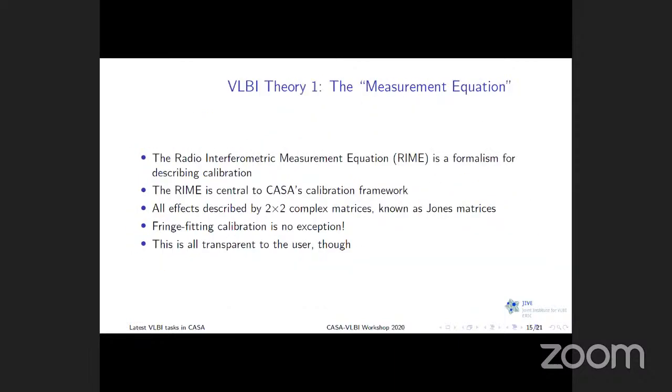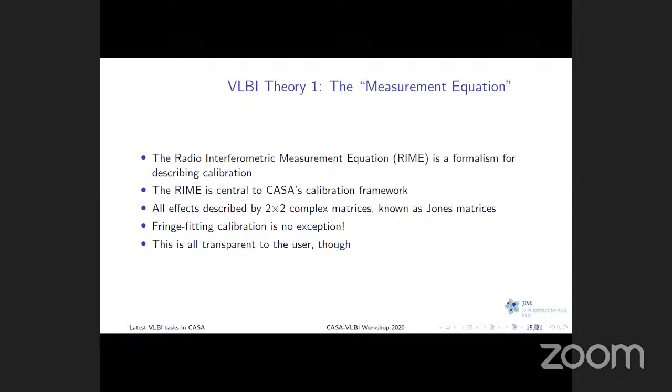okay, now, Mark has told you in some detail about the measurement equation. It's a completely generic framework for discussing calibration of radio interferometric data, and it's at the heart of CASA's algorithms. Everything in CASA is done along the lines of the measurement equation, and all calibration effects are implemented as two complex matrices called Jones matrices.